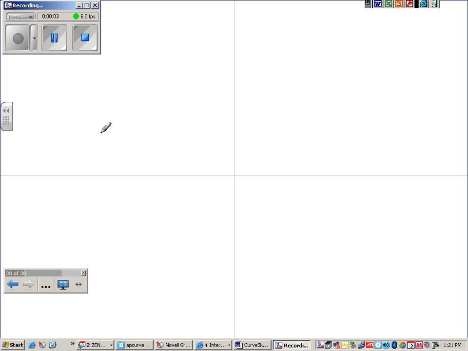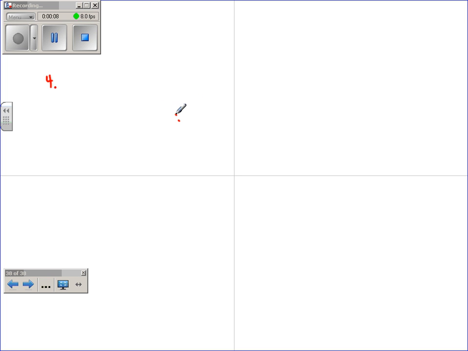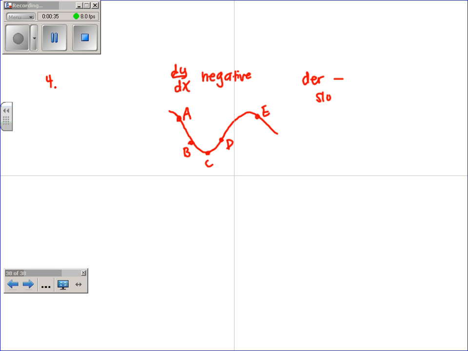Okay, for time's sake, I'm going to skip ahead to number 4. On number 4, if you notice, the graph looks like this. We have the point A, and then B, C, D, and E. We're trying to figure out where dy/dx is negative. This is saying where is the derivative negative, which is the same as the slope of the tangent line.